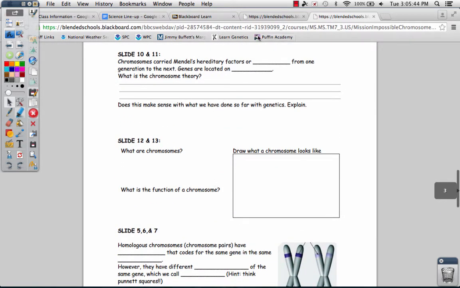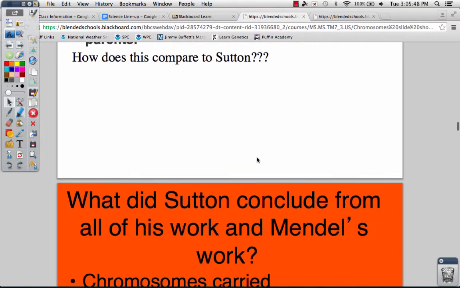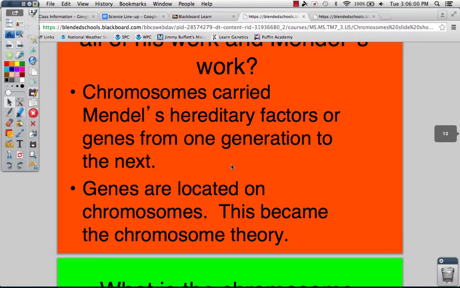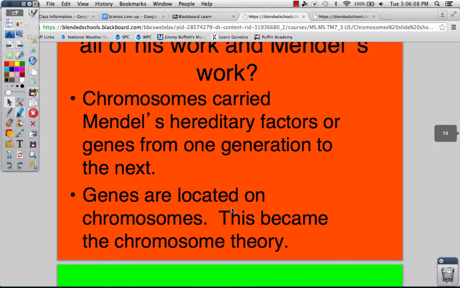Okay, so we are going to move on to the notes. We're going to go down to slides 10 and 11. So what did Sutton conclude from his work and Mendel's work? That chromosomes carried Mendel's heredity factors, or genes, from one generation to the next, and that genes are located on the chromosomes. And this is what we know as the chromosome theory.